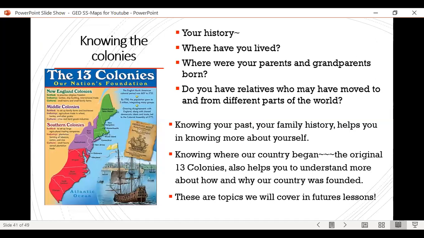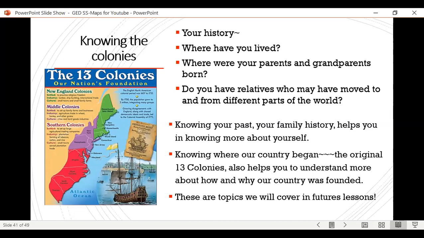Now, why do we need to understand about the 13 colonies? Well, let me ask you these questions. Where have you lived? Where were your parents and grandparents born? Do you have relatives who may have moved to or from different parts of the world? For me in particular, I know that my family on my father's side moved from Germany and France. On my mother's side, Ireland. So I have a little Irish, French and German in my bloodstream, in my DNA.